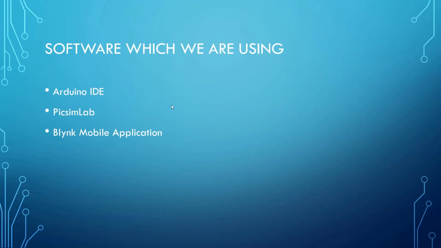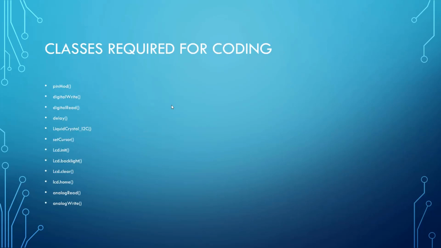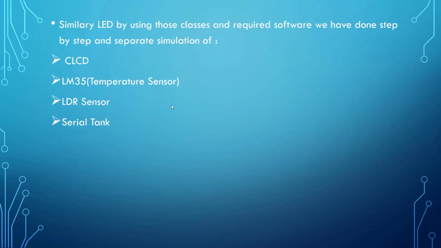To toggle and observe the simulation, we are using Arduino IDE, Proteus Lab, and the Blynk mobile application for our project. These are the functions we use in coding for our home automation project: pinMode, digitalWrite, digitalRead, delay, LiquidCrystal, setCursor, LCD initialization, LCD backlight, LCD clear, LCD home, analogRead, and many others.